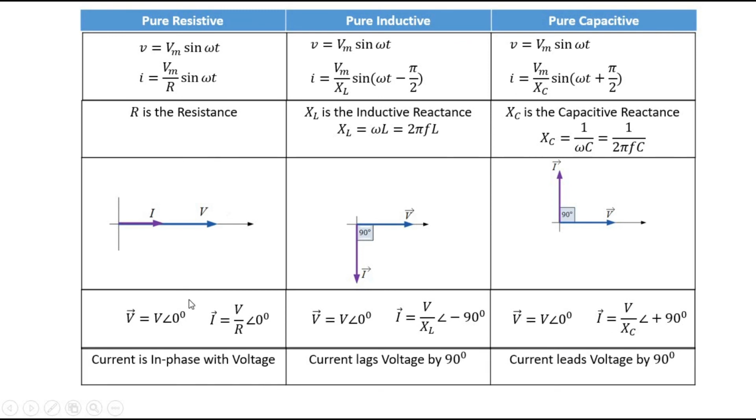So in resistance, current is in phase with voltage. In an inductive circuit, current lags voltage by 90 degrees, minus 90. And in the case of capacitance, current leads voltage by 90 degrees, plus 90. Okay, with this we can wind up this session. Thank you.